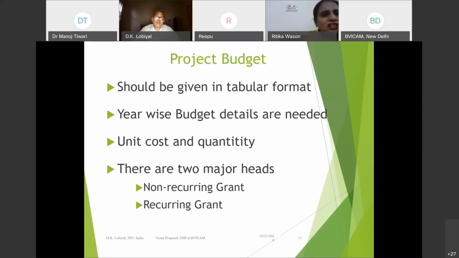And in any project, there are two major heads. That is a recurring grant and a non-recurring grant. A non-recurring grant is a one-time grant, which you don't need again and again. A recurring grant means you need this grant every year, because this needs to be done every year. So recurring grant is where every year you need funds for that purpose, and non-recurring means it is a one-time grant. So these are to be made very clear in this.